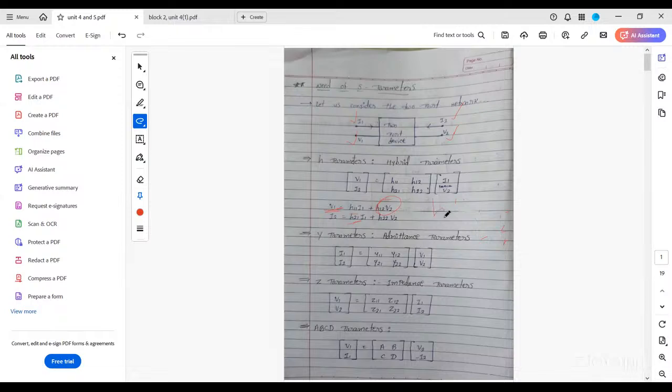From here you take the H21 term. H21 equals, what is the LHS parameter we have? The current parameter I2 by I1, with V2 constant here. Next we have another parameter called H22. H22 equals I2 by V2, with I1 equal to constant. So these four together are called H parameters. I will write all these four in one place.